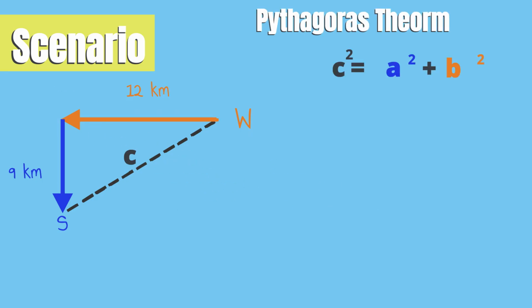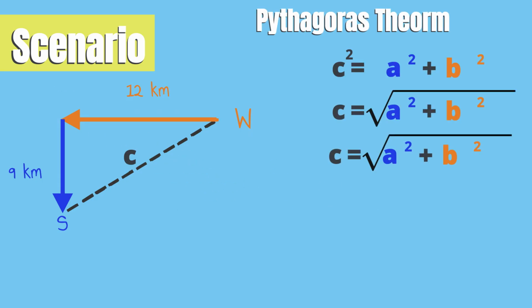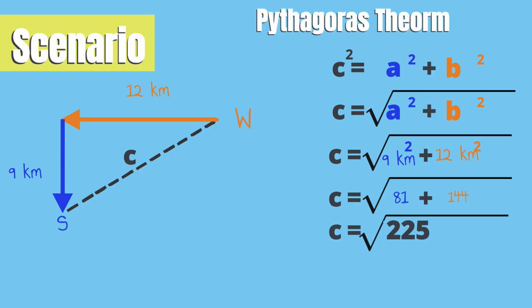Displacement calculation using Pythagoras. Displacement equals the square root of 12 kilometers squared plus 9 kilometers squared. That equals the square root of 144 plus 81. That equals the square root of 225, which equals 15 kilometers southwest.